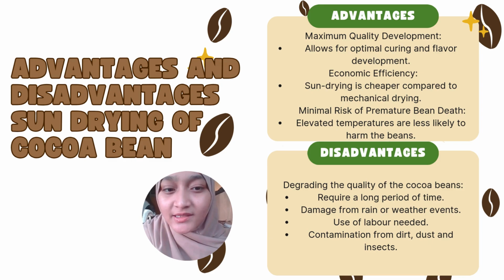And next are the disadvantages. Sun drying requires a long period of time, and damage from rain or weather events can ruin the quality of the cocoa bean. Third, use of labor needed. And the last one is contamination from dirt, dust and insects, which will also affect the quality of the cocoa bean.